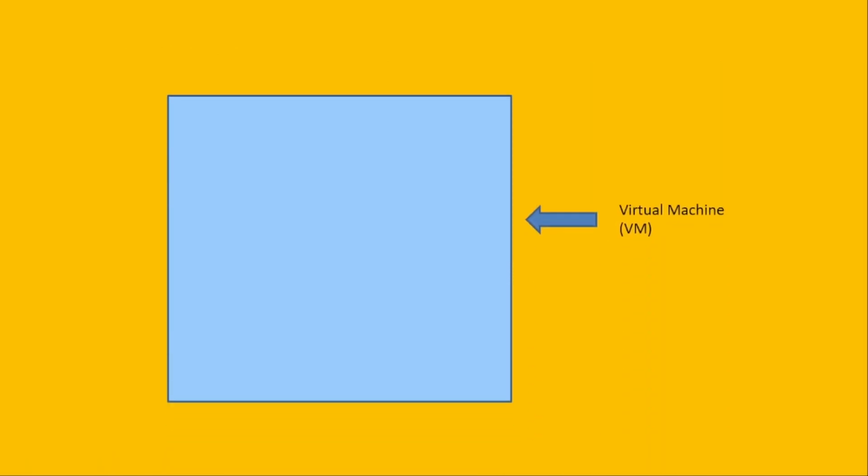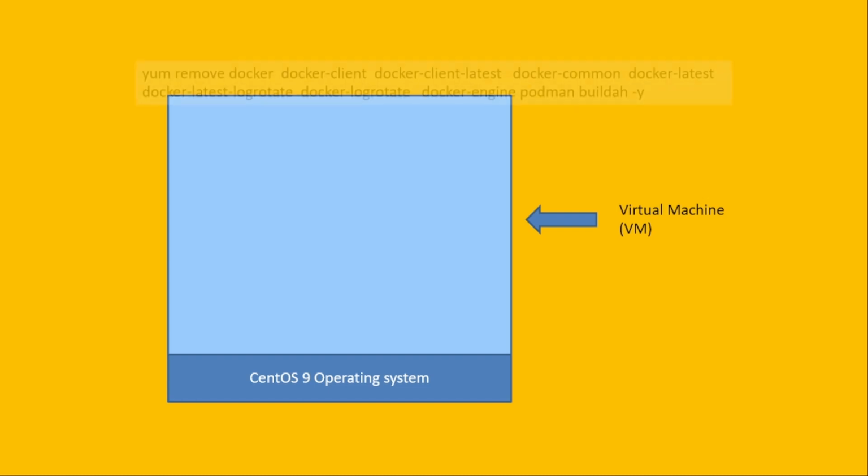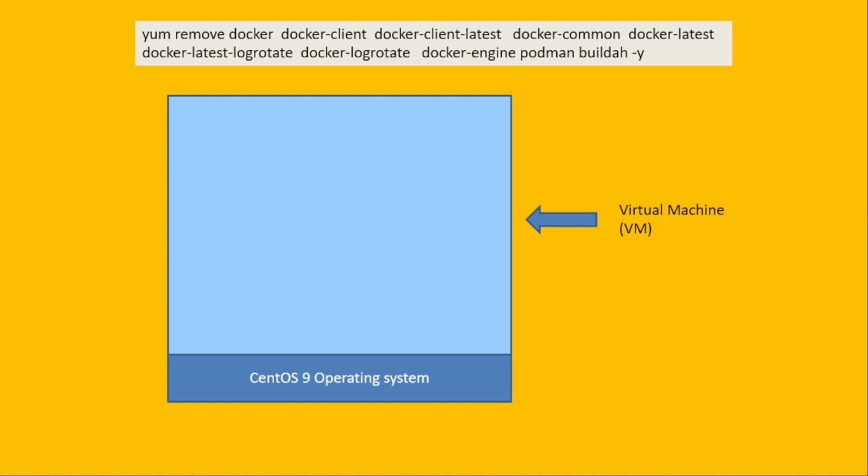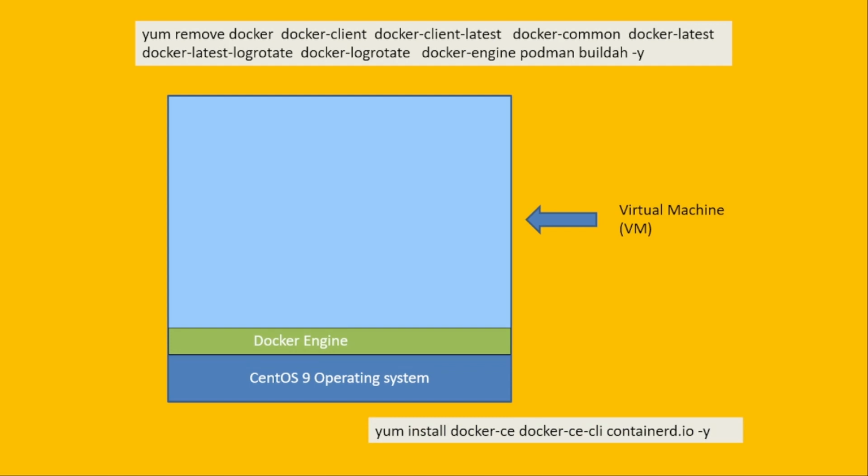So let's do the recap. In step 1, we created a VM with the help of VirtualBox. In step 2, we installed the CentOS 9 operating system. After that, we removed the old container engines such as Docker, Podman, and Buildah. Then finally, we installed the Docker engine on top of the CentOS 9 operating system with the help of the yum install docker command. If you have not watched these steps, then I recommend you press the I button at the top right hand side.